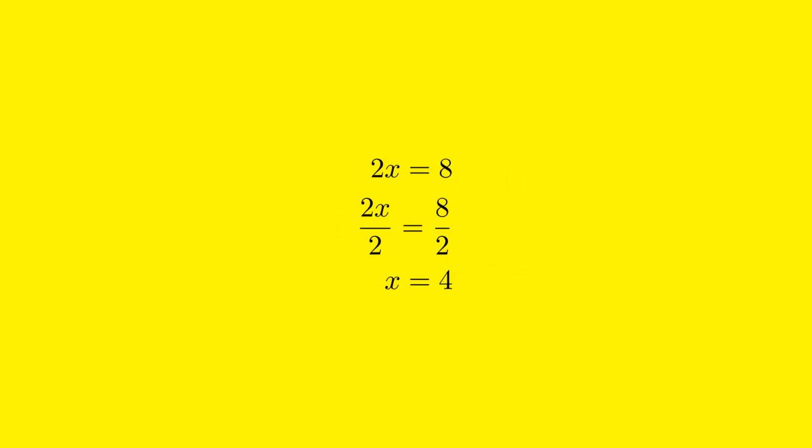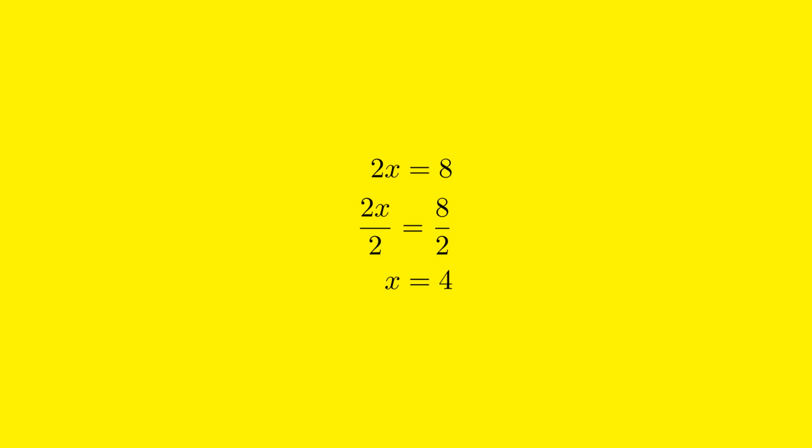Step 2. Now we have the equation 2x = 8. In this step, our goal is to isolate the variable x, which means we want x to be by itself on one side of the equation. Since x is currently multiplied by 2, we need to get rid of the 2. We do this by dividing both sides of the equation by 2 because division is the opposite operation of multiplication. This will keep the equation balanced because whatever we do to one side, we must also do to the other side.